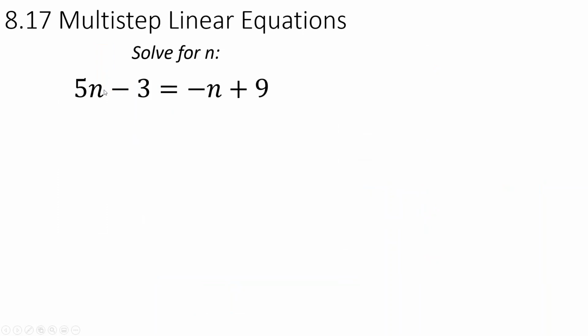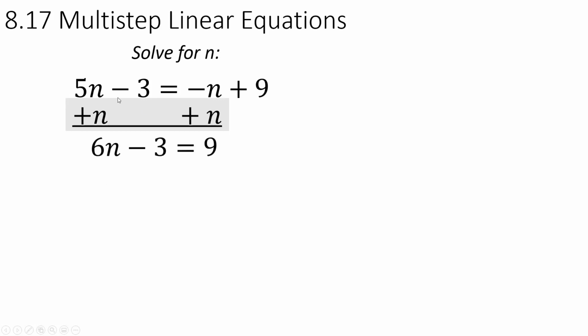All right, multi-step equations. So for something like this, we're going to solve for n. We want to get all the n's on one side, all your constants on the other. Personally, I like getting all my n's on the left side for some reason. So to get rid of this negative n, that's like negative 1n, I'm going to go ahead and add n to both sides. So they cancel each other out. 5n and n give you 6n. That negative 3 didn't change, and that 9 just drops down. These two n's canceled out, but the 9 drops.